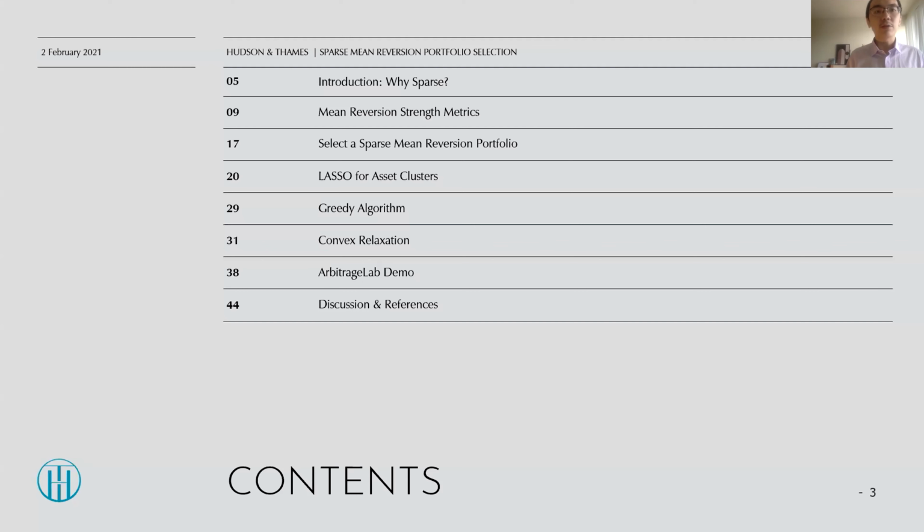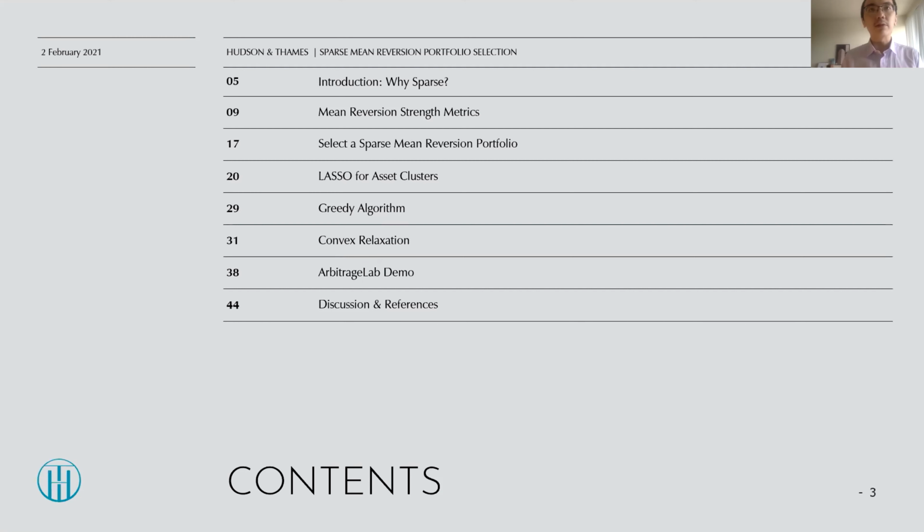Here is the outline of today's presentation. I will first introduce why we need a sparse mean reversion portfolio, why sparse, and then I will go through the steps on how to actually select a mean reversion portfolio. This will be covering mean reversion strength metrics, which is the thing we're going to optimize.